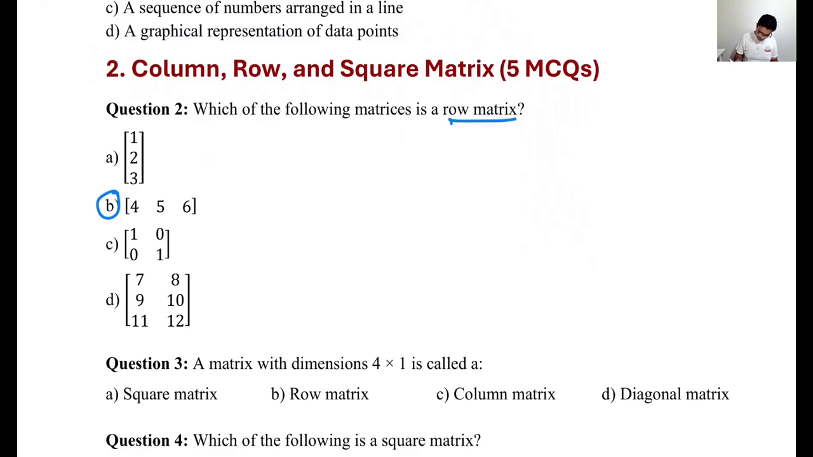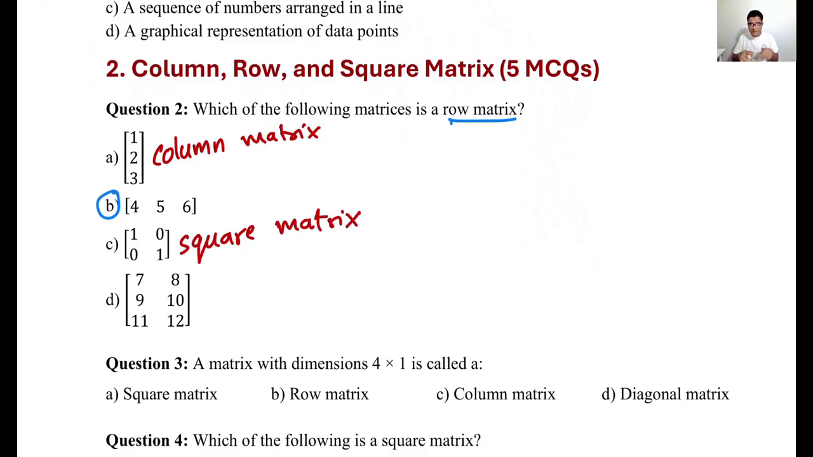In that context, we can say the first one here is a column matrix. It has only one column. Whereas the third option here is a square matrix. It has equal number of rows and columns. The fourth one is the general rectangular matrix, not any of the special types.